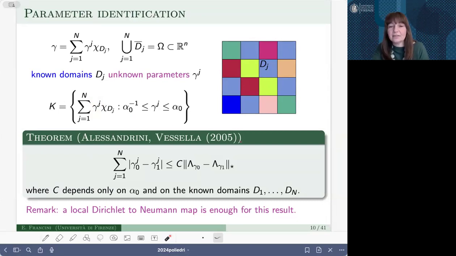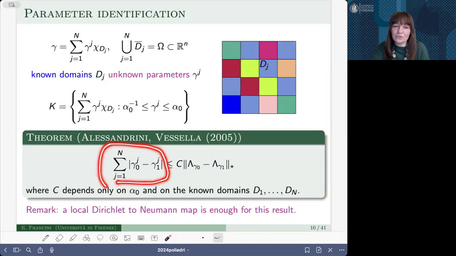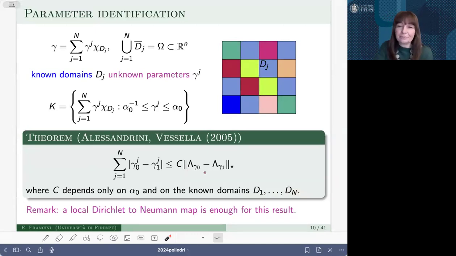And they showed that in this case, you can prove that the difference in the values of these conductivities can be bounded by a constant, which only depends on D_0 and on the set of domains D_1 to D_n, times the norm of the Dirichlet-Neumann map. In this case, you don't actually need to have the whole map, but only a local Dirichlet-Neumann map is enough for this result.